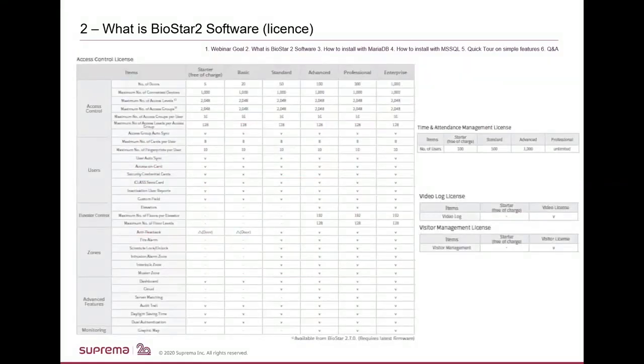Now, license. As you know, we have different types of license. One is free for 5 doors. With the basic one, you get 20 doors. With standard, 50, but you also get a zone alarm and a cloud connection. With the advanced version, you will get 100 doors, but you also get elevator control and monitoring graphic map. And professional and enterprise differ only in the number of doors, 300 and 1,000.